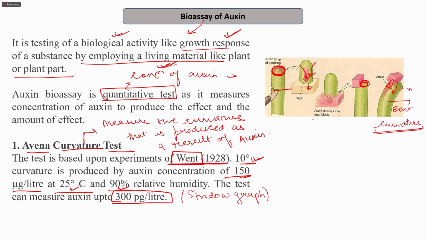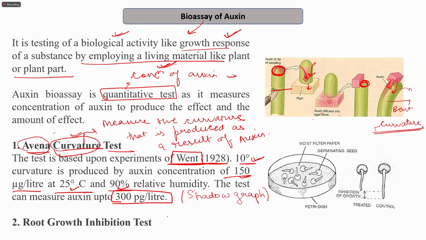So this is the Avena curvature test, which is mainly used for the bioassay of auxin. You can remember this by the term curvature as well: A for auxin, A for Avena. So Avena curvature test, because auxin causes the curvature.